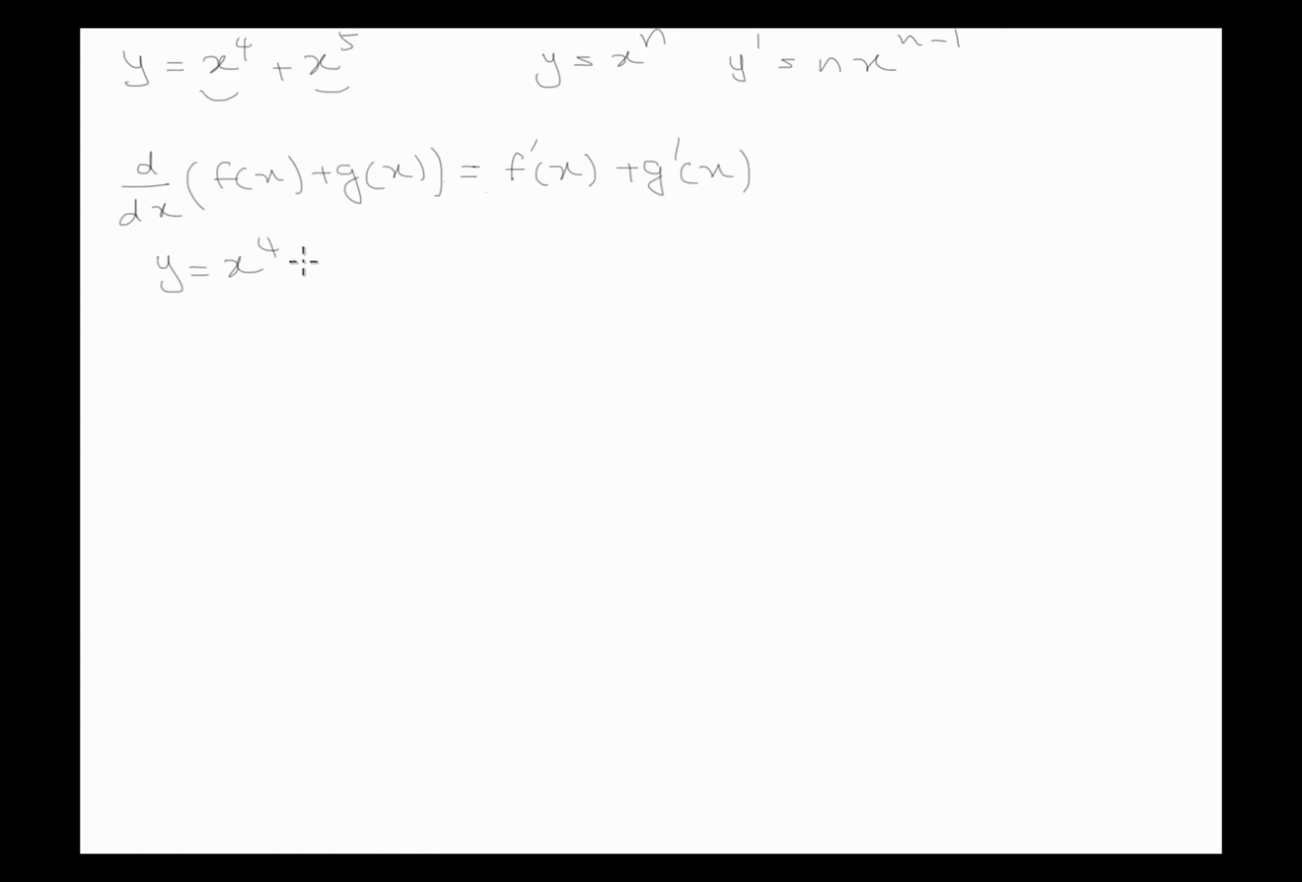Writing my formula again, I have y equals x to the 4 plus x to the 5. That's my function. Now you can see that this function comprises two individual functions. This is like our f(x), and this one is our g(x). These two are being added together and we want to differentiate that. Therefore, according to this formula, we can just differentiate each one of these individually. So for this one, we just bring down the power, reduce the power by 1, and then the same for that. You bring down the power and you reduce the power by 1.